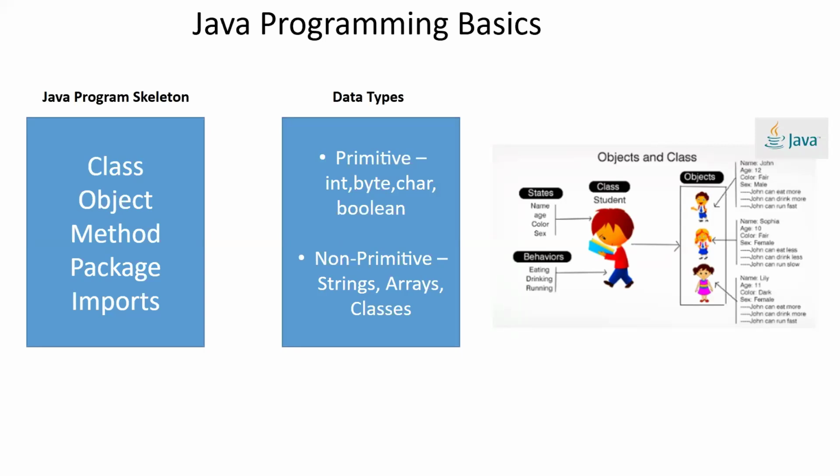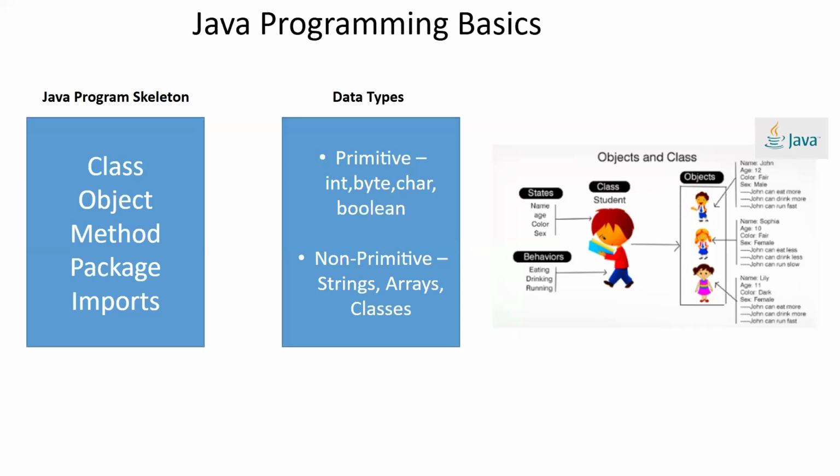Similarly for Sophia, similarly for Lily, right? When 3 registrations happen in parallel, there will be 3 instances of the registration class created, 3 objects of that registration class. Then the methods corresponding to that class file will get processed, and the data will get stored in your database. So that's how the Java program is going to work.